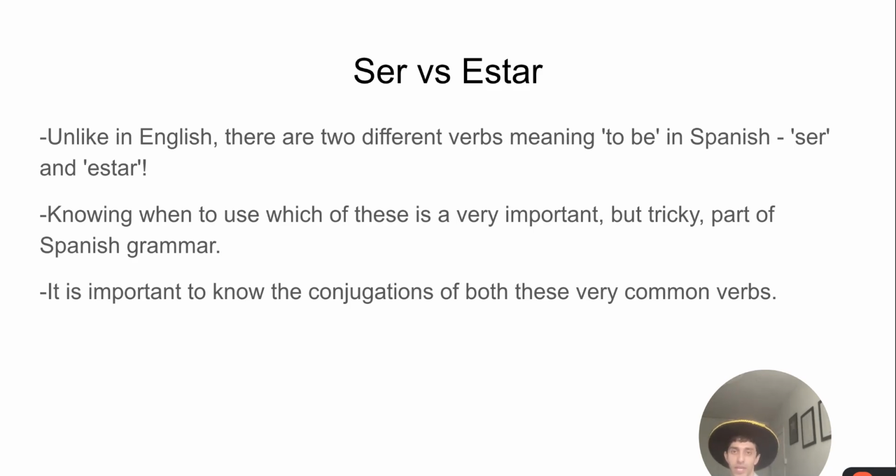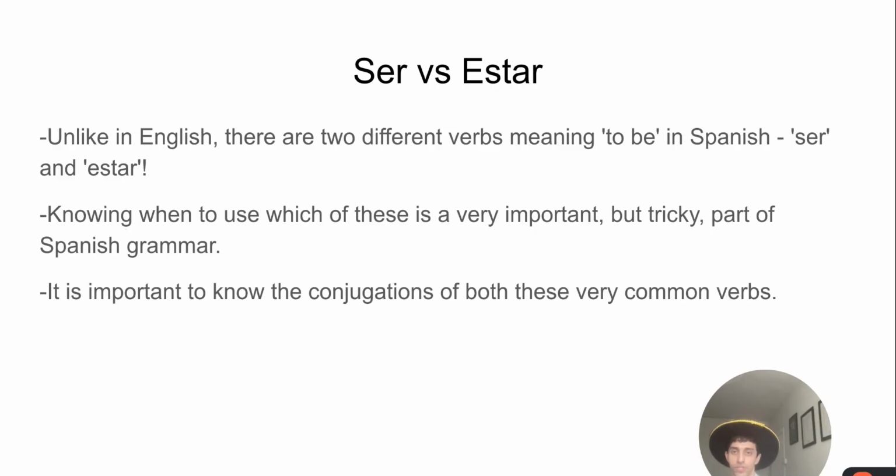So the two verbs we're looking at here are ser and estar. Ser and estar are two different verbs that both have the same translation in English. So both of these would translate as to be in English. That is obviously a clear difference between English and Spanish. English has one verb meaning to be, whereas Spanish has two, both ser and estar. And of course, these two Spanish verbs are used differently. They're used in different instances. They would both generally translate as to be in English, but each of them has different uses.